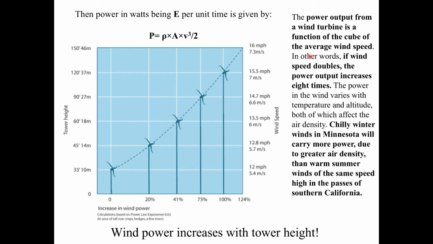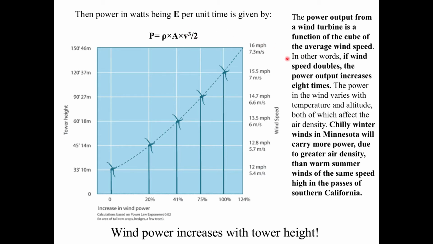Now, all of the words on the right-hand side over here are just meant to emphasize that the density of air changes as a function of temperature, and so geography also plays an extremely important role. And the text here at the top, this relates to the fact that there is this V cubed in the equation, and if we read the text, the power output from a wind turbine is a function of the cube of the average wind speed. And again, that's the velocity cubed here.